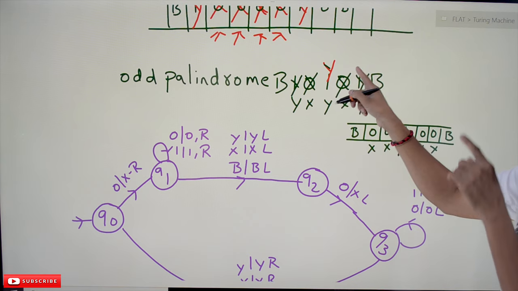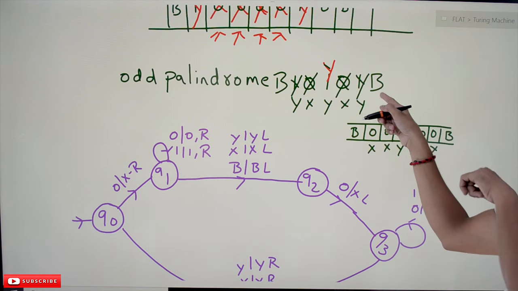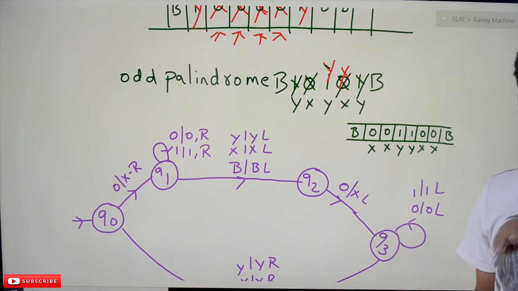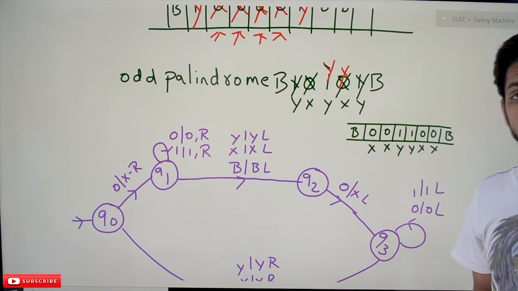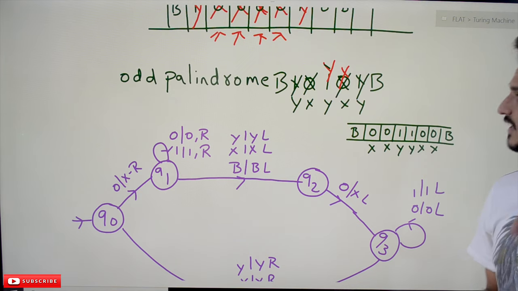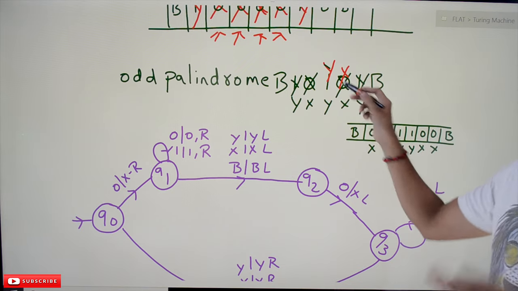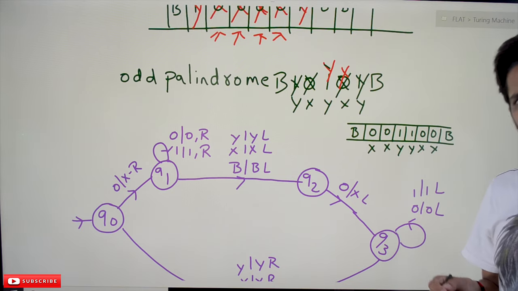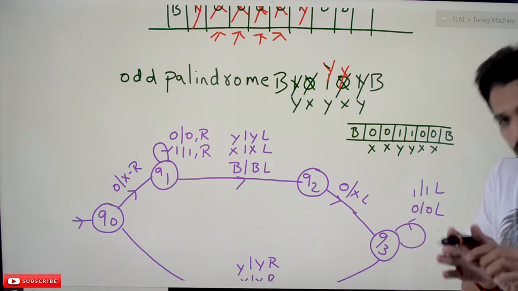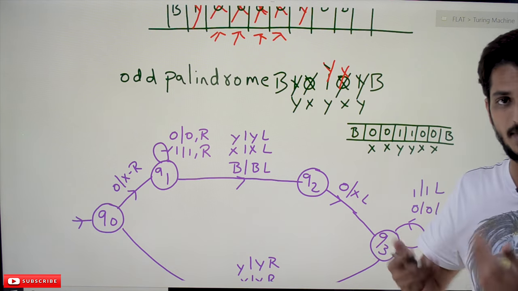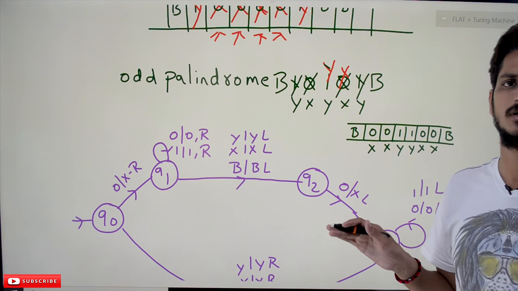So whenever we convert this into y, we will move right side, but we will find it as x. Yes, stop there. It's enough. It is also accepted. That's why for odd palindrome, in the middle, you can find either one or zero. Whatever you find, convert it into y. If you move right side and there is no matching input symbol found, it is accepted.